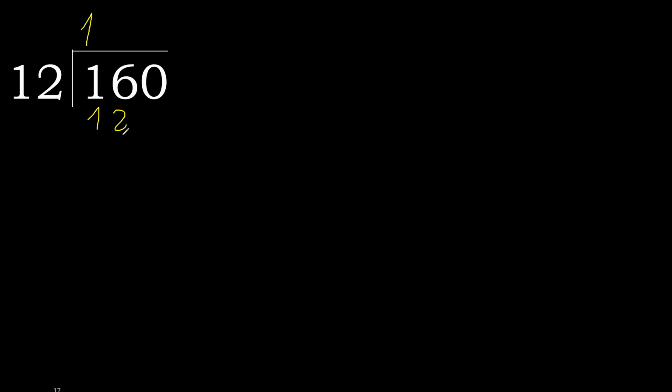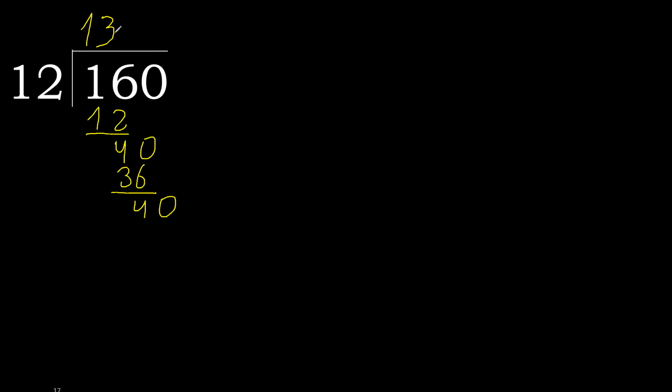Is not greater, okay. 16 minus 12 is 4. Next, 40. 12 multiplied by 4 is 48, which is greater. Multiplied by 3 is 36, which is not greater. Subtract, complete, okay. Here there is no number, therefore complete.